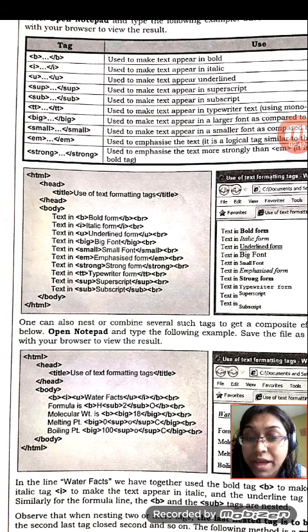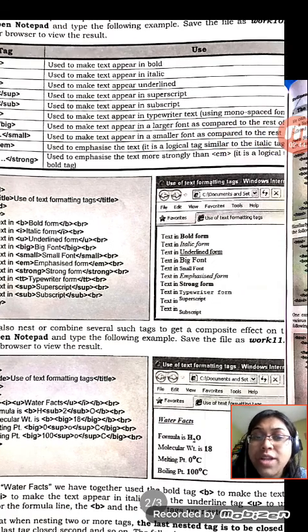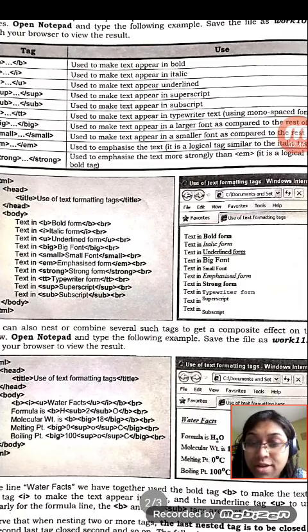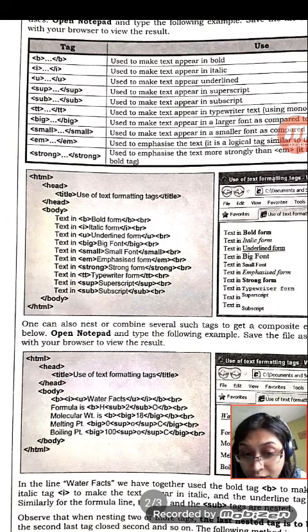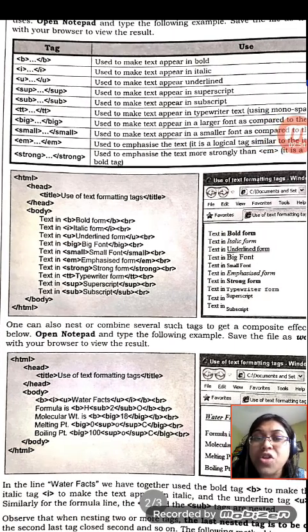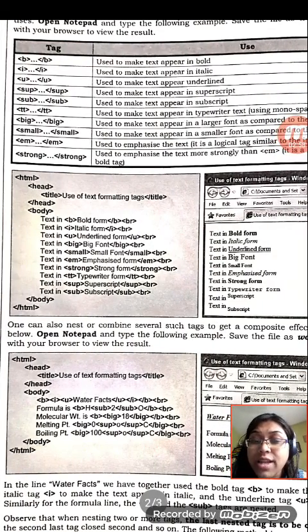Another tag is big, for a bigger font size. The small text appears in a smaller font as compared to the rest. So if we want to represent any text smaller than other text, we put small. EM is a logical tag used to emphasize. If we want to emphasize any text, we can put the EM tag. Strong is for more strongly, like more bold.